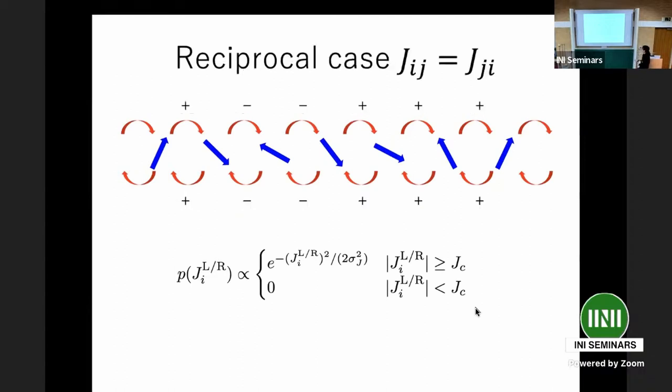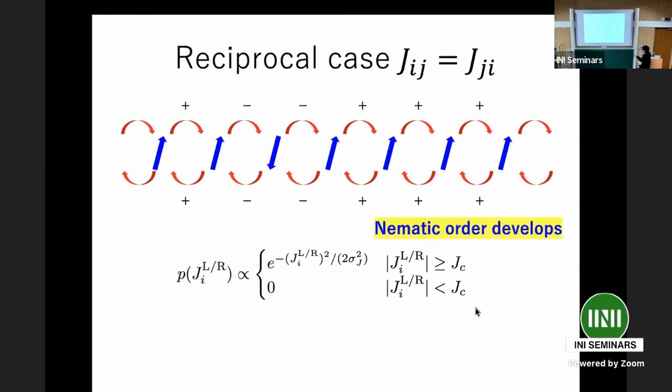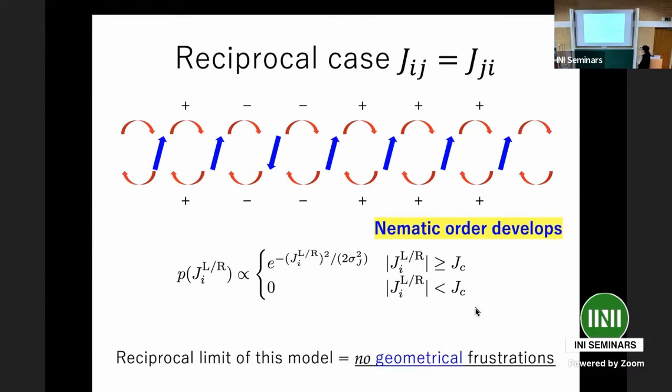Okay. So if it were reciprocal, you can easily see that this system does not have geometrical frustration. What I mean by that is, let's say this was ferromagnetic, this was anti-ferro, anti-ferro, ferro, and so forth. Then in the reciprocal case, once you fix one of the angles like this, you can find a unique ground state, because this spin wants to align with this one, this spin wants to anti-align with this, this one wants to anti-align, and so on. So you can make this chain have a unique ground state up to the symmetry. So there is no geometrical frustration, and as a result you get a nematic order. The reciprocal limit has no geometrical frustration, and therefore we can safely talk about non-reciprocally induced phenomena at this moment.